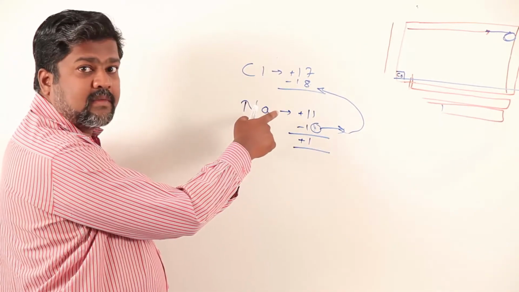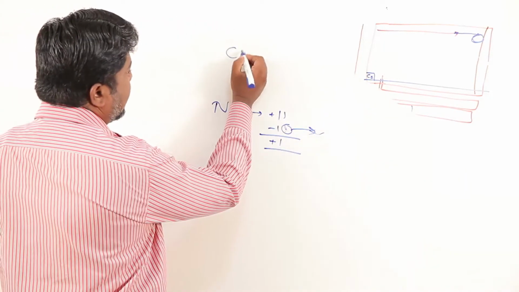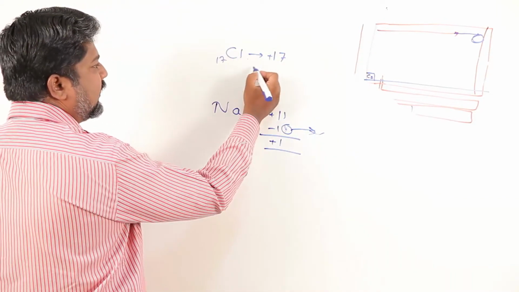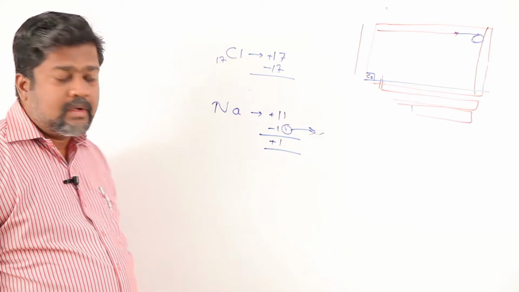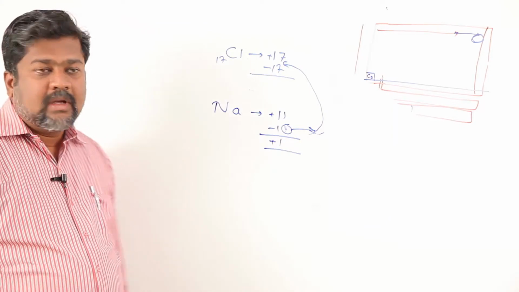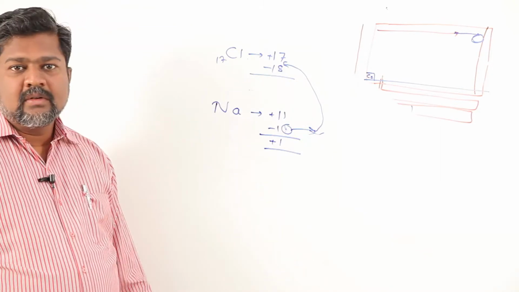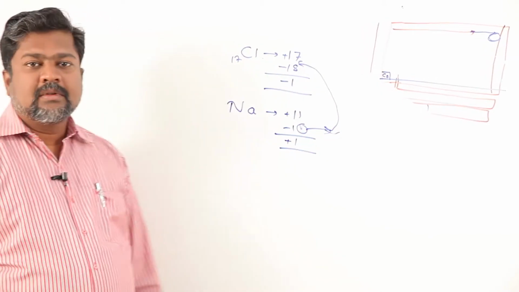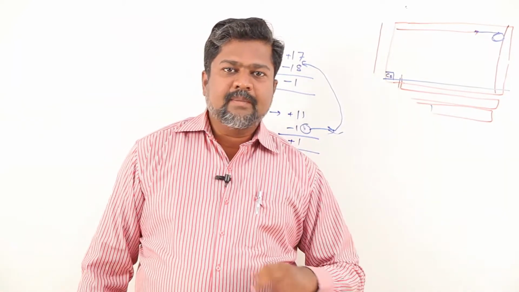So plus 17 in the case of chlorine, say Cl is having 17 protons, as atomic number is 17, and 17 electrons. So net charge plus 17 minus 17 is 0. Now whatever the electron is donated by sodium, that is accepted by chlorine, and therefore net number of electrons of chlorine will be minus 18. So plus 17 minus 18, that will give me minus 1 charge. This is chloride ion.